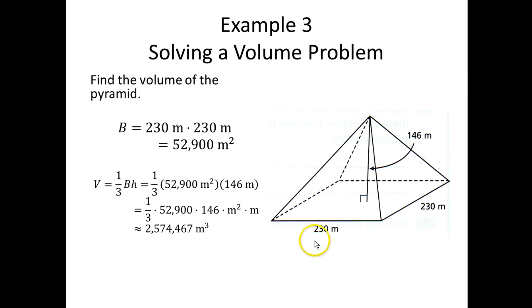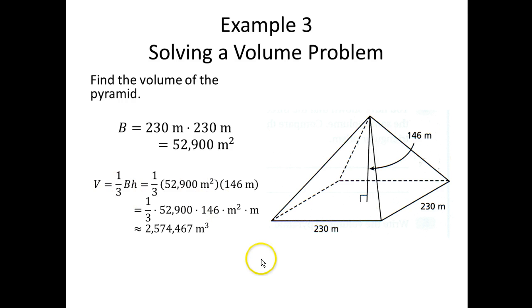Since I know the volume of any pyramid in general, I can figure out the volume of the Great Pyramid in Giza. The volume formula for a pyramid calls for the area of the base times the height of the pyramid. They give us the height directly, and notice that the base is a square. So the area of the square is just this side length times this side length, which turns out to be 52,900 meters squared.